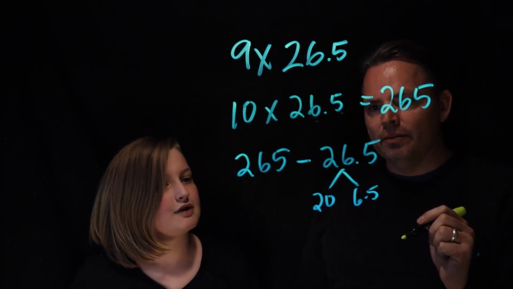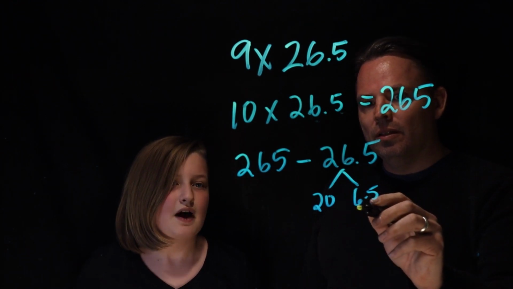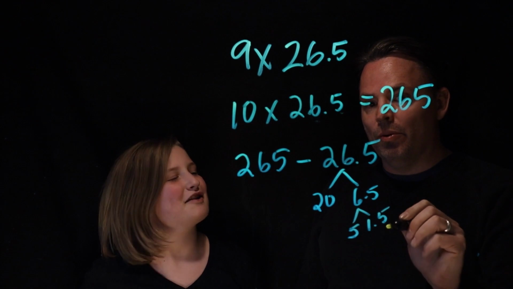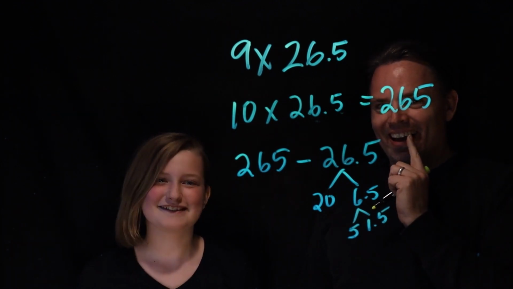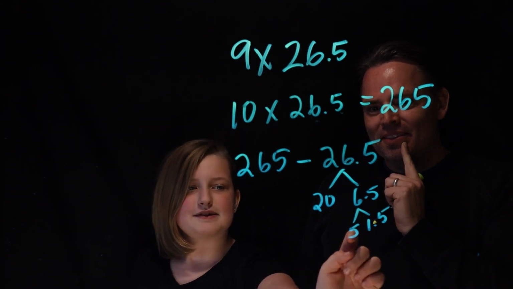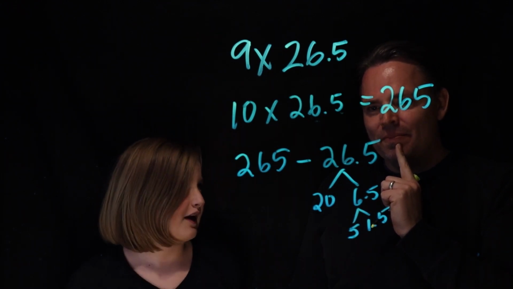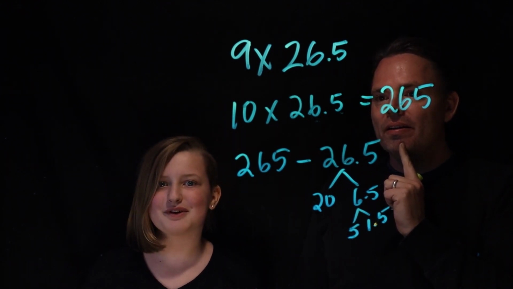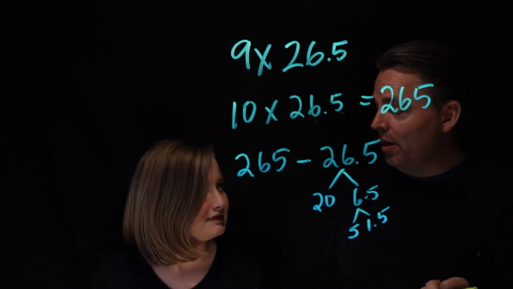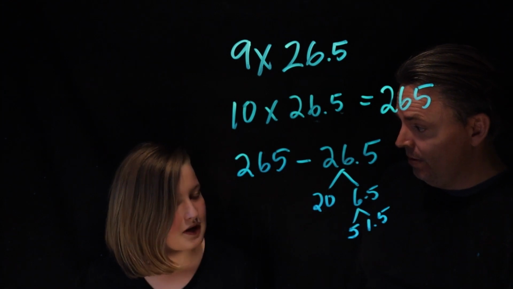For now, I'm going to only minus 5. So you're going to split this again into 5 and 1.5. A lot of splitting. Then what? Well, now I'm going to minus this 5 from the 245, because then I get a nice friendly number of 240. Right. So then if you have 240 and you've got to take away 1.5.